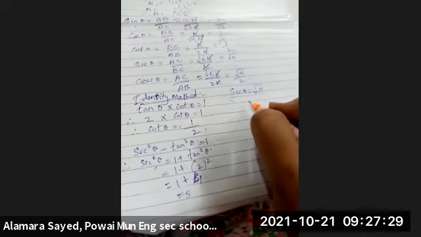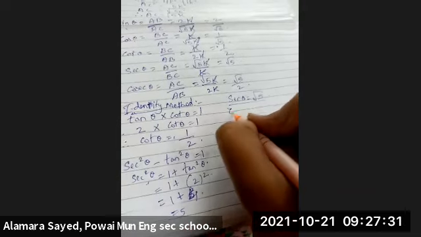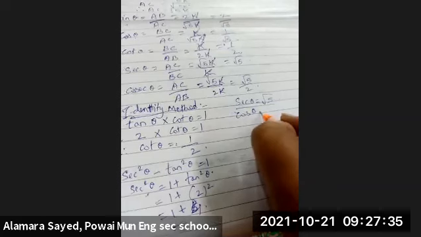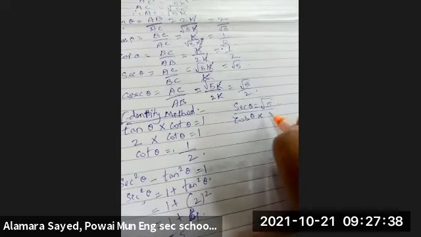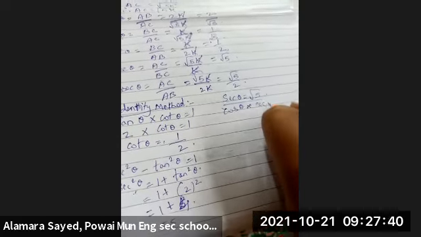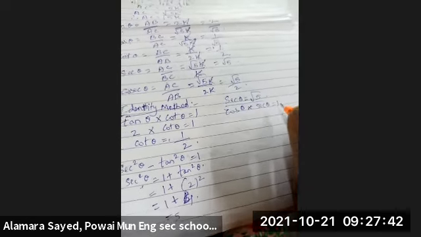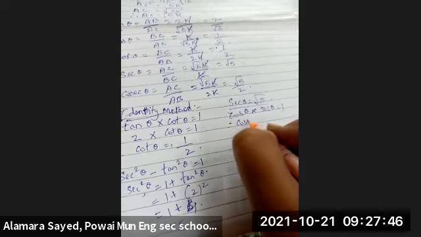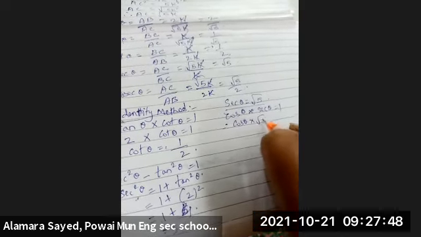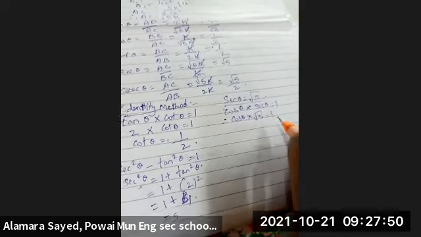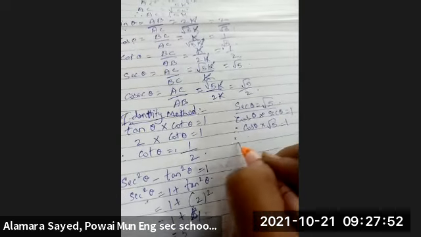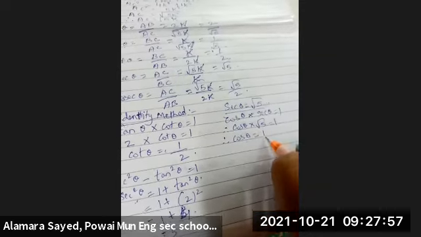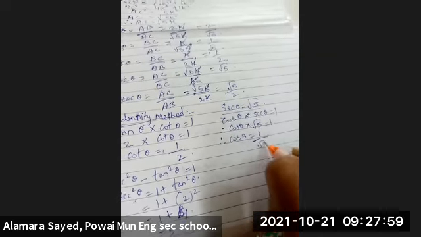Now remaining is cos theta. So we are having the value of sec theta, and we will use this in the identity. Cos theta into sec theta is equal to 1. Therefore, cos theta into root 5 is equal to 1. Therefore, if we take this cos theta out, then 1 upon root 5 will be the answer.